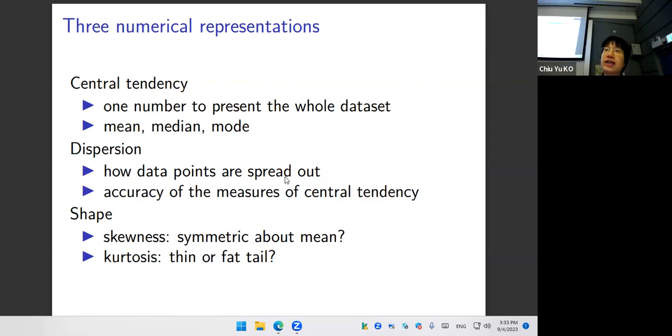The first one is central tendency. What does that mean? Basically, if you have a large data set, you try to give a number to summarize what the data is. What you're going to give is either mean, median, or mode, which we'll define very soon.